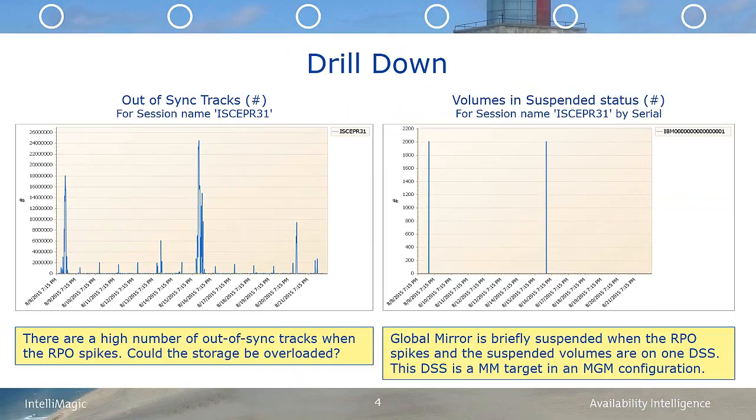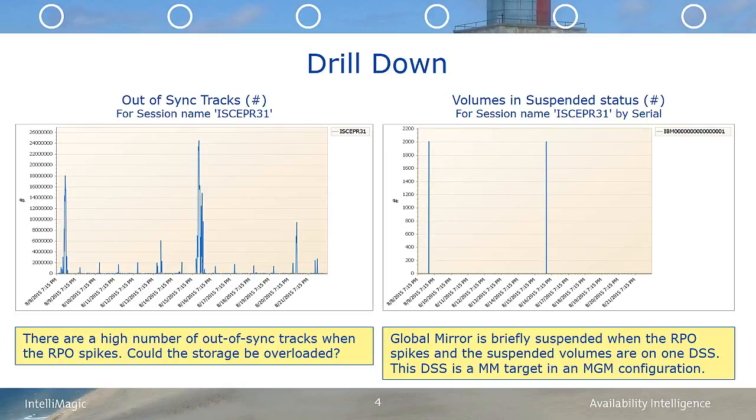From here we can do some drill downs. We can look at more than just the RPO. We can look at how many out-of-sync tracks we have in the session. And we see that the out-of-sync tracks kind of corresponds to those RPO spikes. So maybe the storage is overloaded. Maybe there's some issue in the infrastructure that is contributing to this out-of-sync track situation. Indeed, we can then drill down further and see, are there any volumes being suspended? And we do see them being suspended on one of the storage systems.